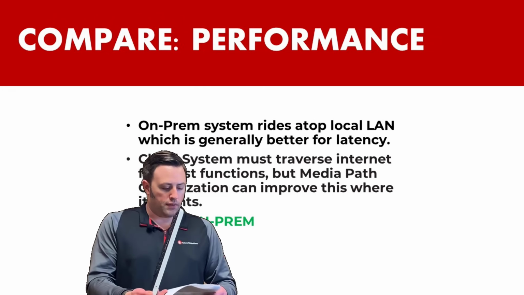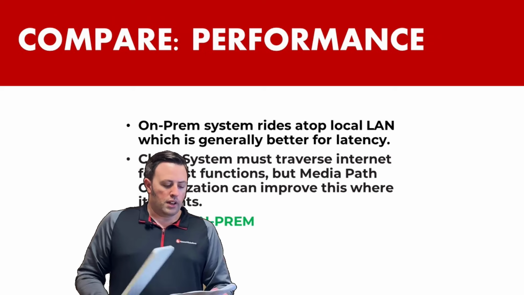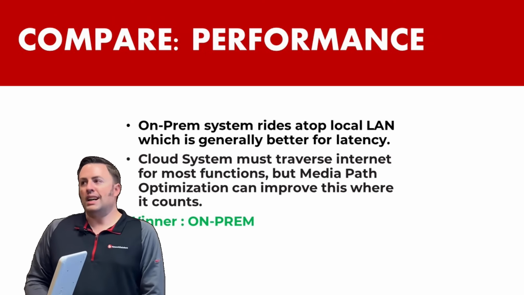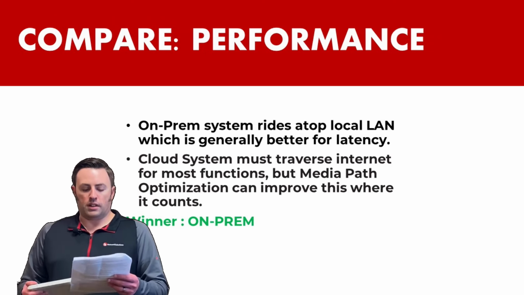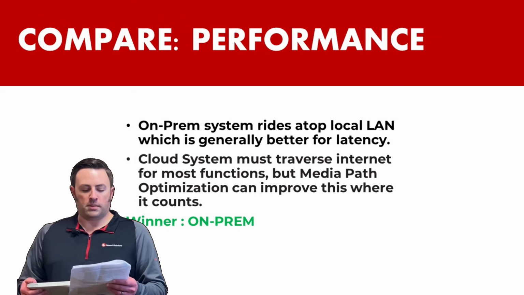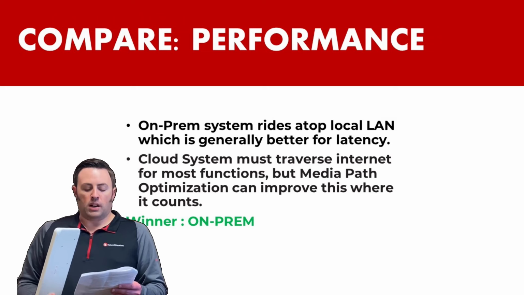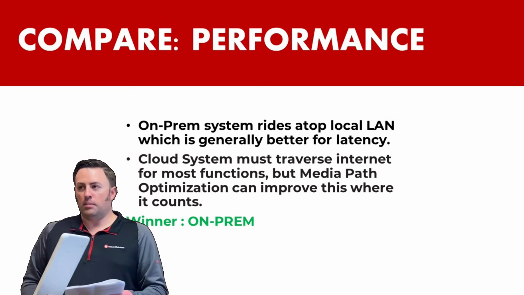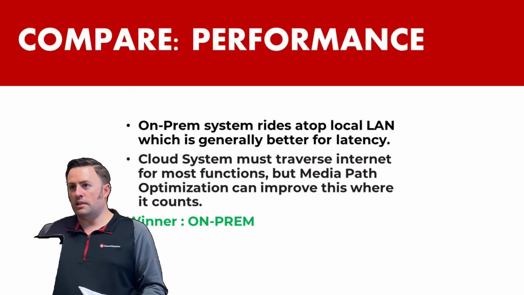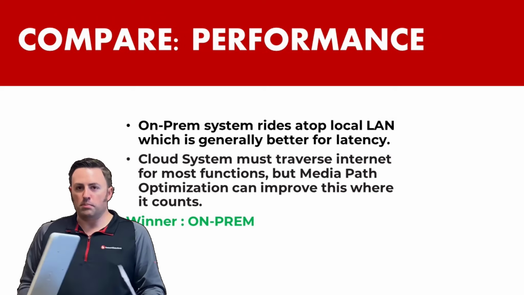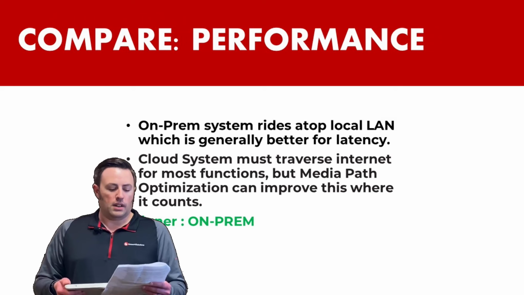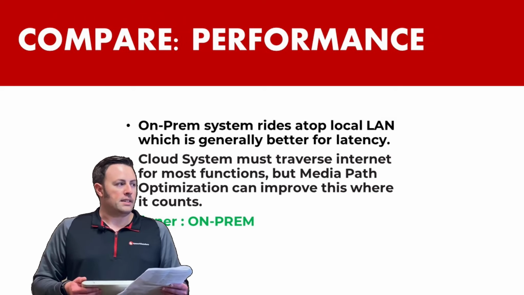Moving on, performance. So the on-premise system is going to ride on top of the local LAN infrastructure, and because the on-premise system is on the same LAN as all the endpoints, there's only a few network hops. We already talked about that. That's a positive impact on performance because fewer hops in general is lower latency, which is better for voice and video. The cloud solution has to take that long path.